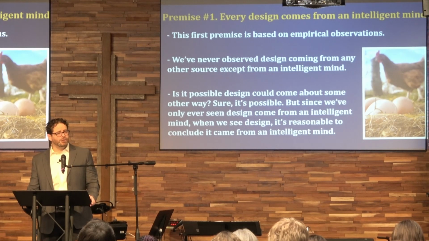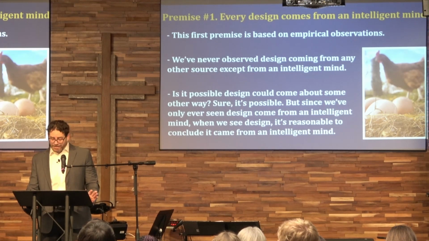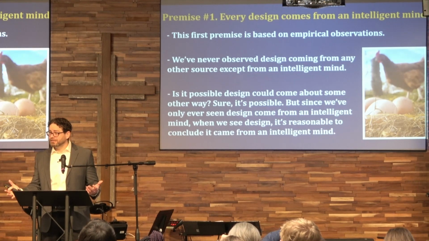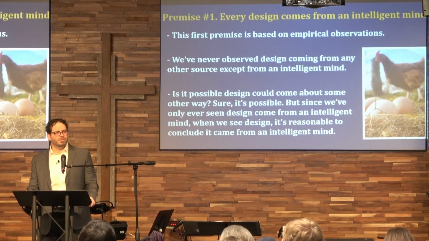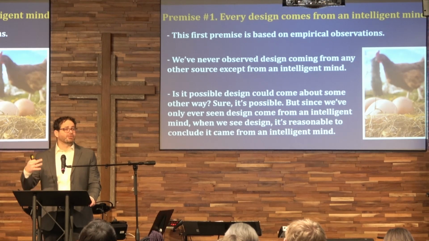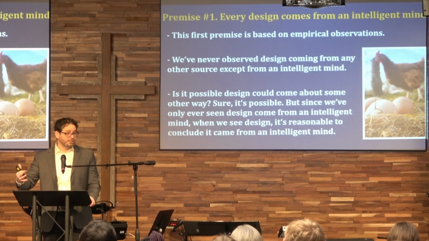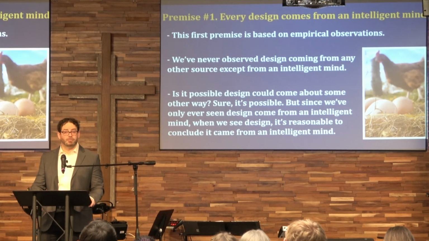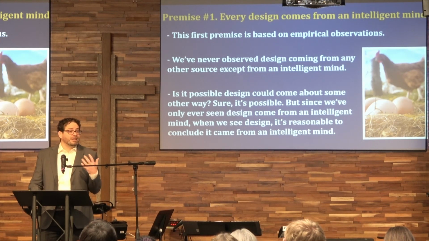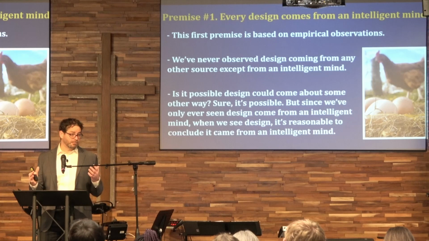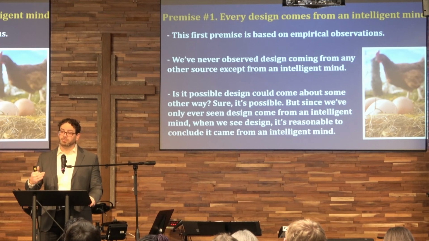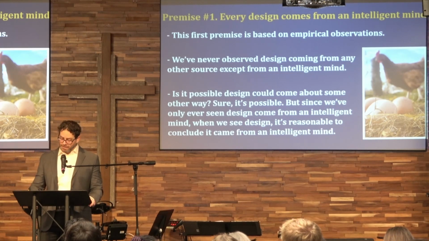It's kind of like a chicken egg. I use that example often. Could a chicken egg come from something besides a chicken? Possibly. We've just never seen that, right? Is it impossible? No. But we've just never seen a chicken egg come from anything else but from a chicken. And so I think it's reasonable when you see a chicken egg to make the assumption it came from a chicken. Similarly, we've never seen design come from anything else but an intelligent mind. And so when we see design, I think it's very reasonable to assume or make the conclusion it has come from an intelligent mind.